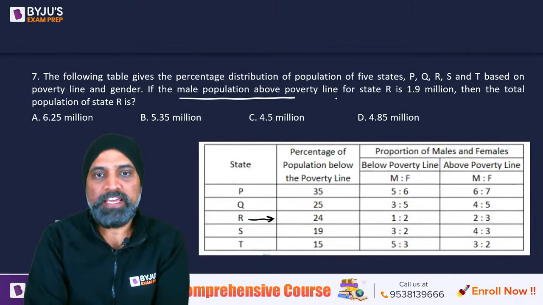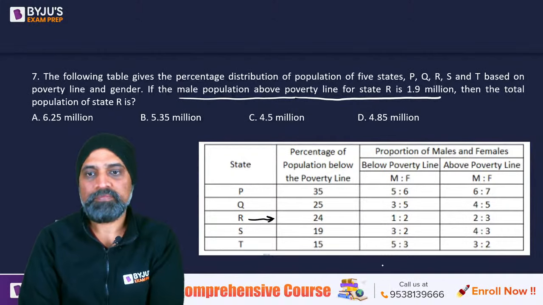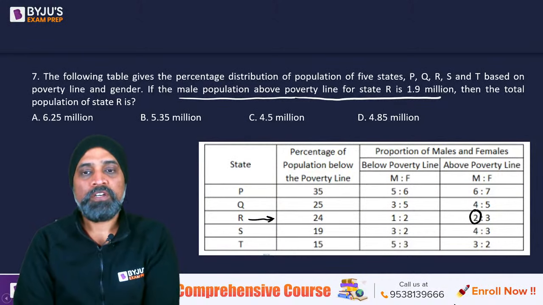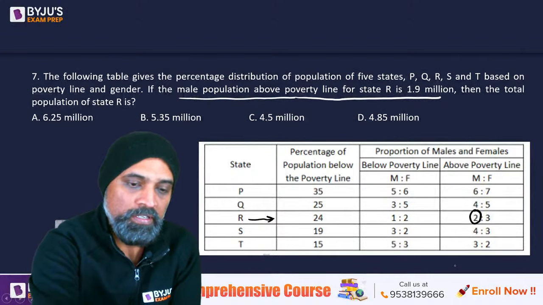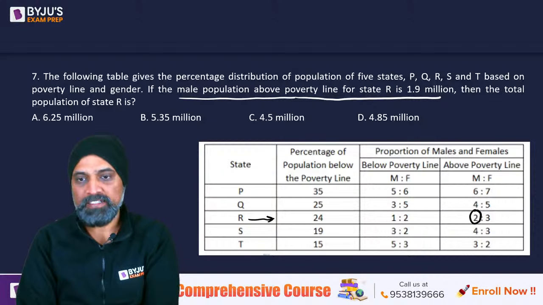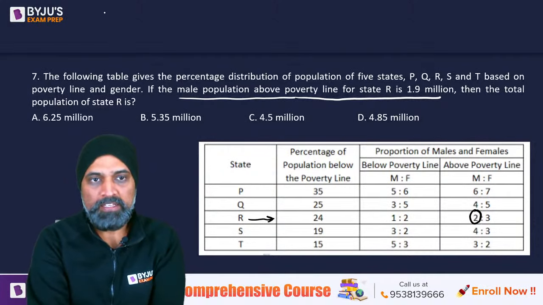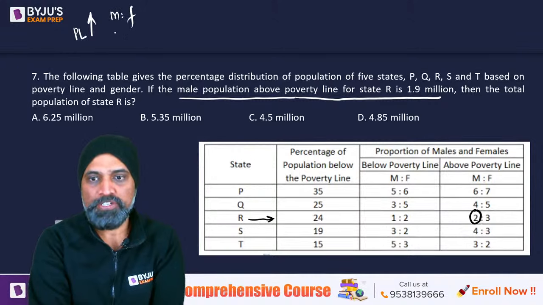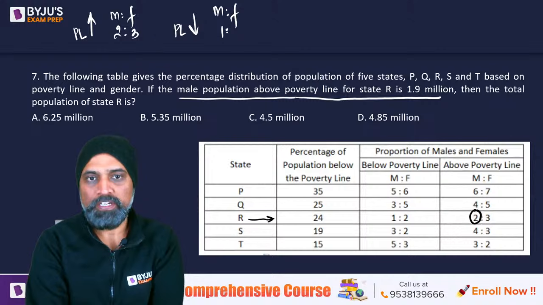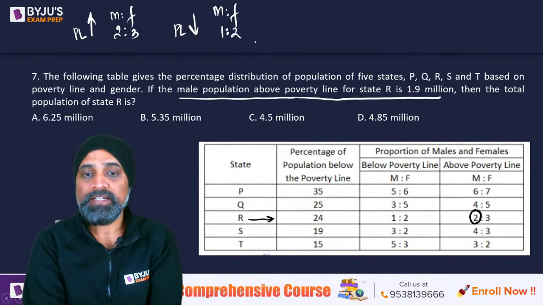Male population above poverty line. So from here, can we say that above the poverty line the male and female ratio is 2:3, and then below the poverty line the male and female ratio is 1:2, right?